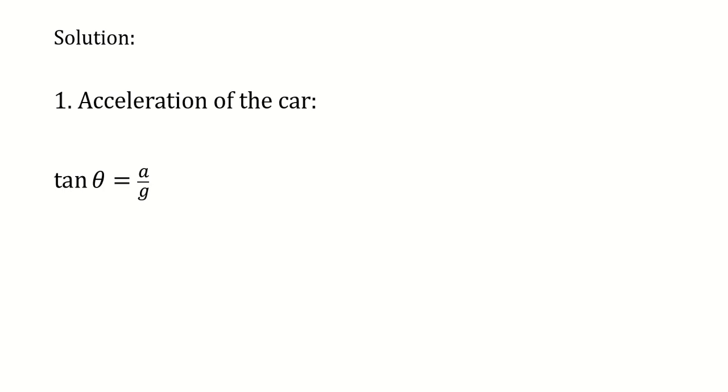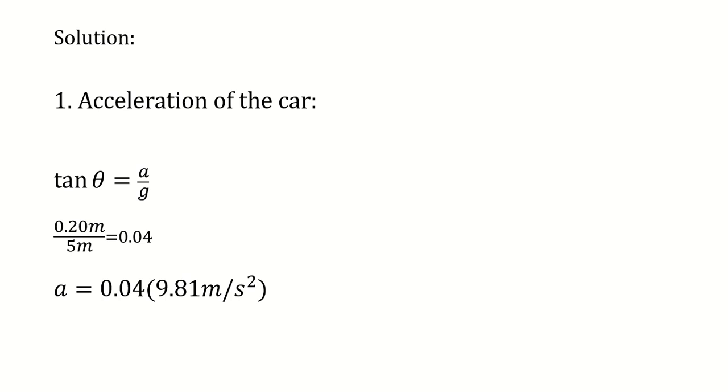The formula that we will be using is the horizontal motion, which is tan theta equals acceleration over gravity. Substituting the given, we have 0.20 meter over 5 meters, which equals 0.04. Now let us find the acceleration: 0.04 multiplied by 9.81 meters per second squared, which is our gravity. So the acceleration will be 0.392 meters per second squared.